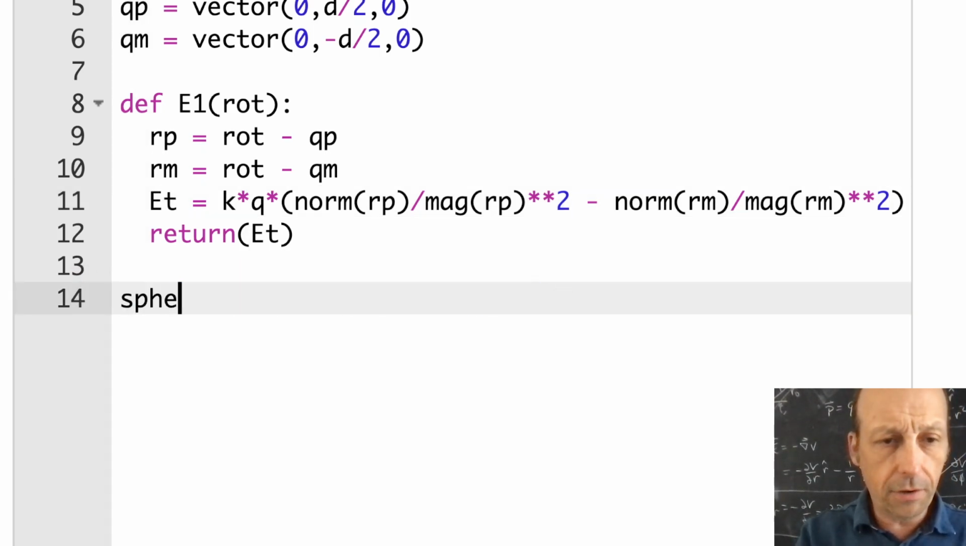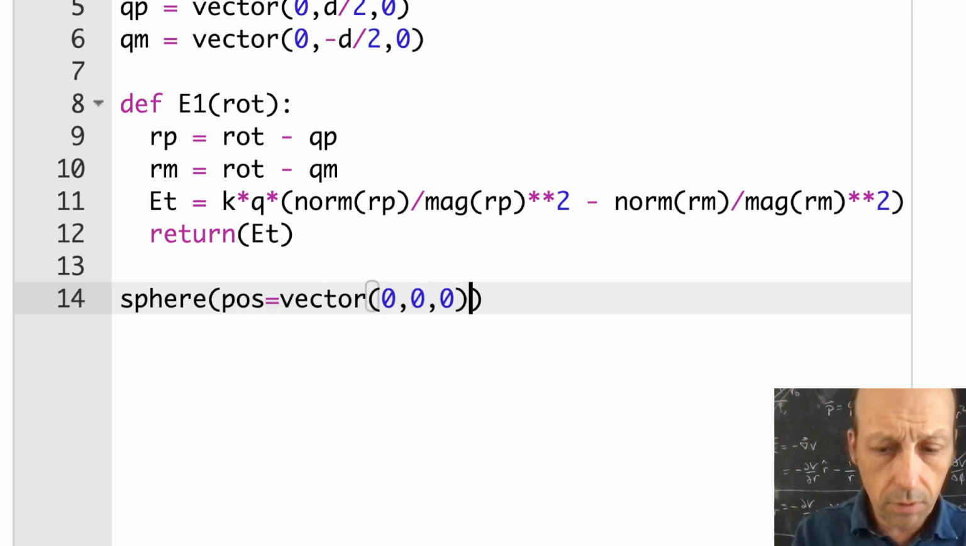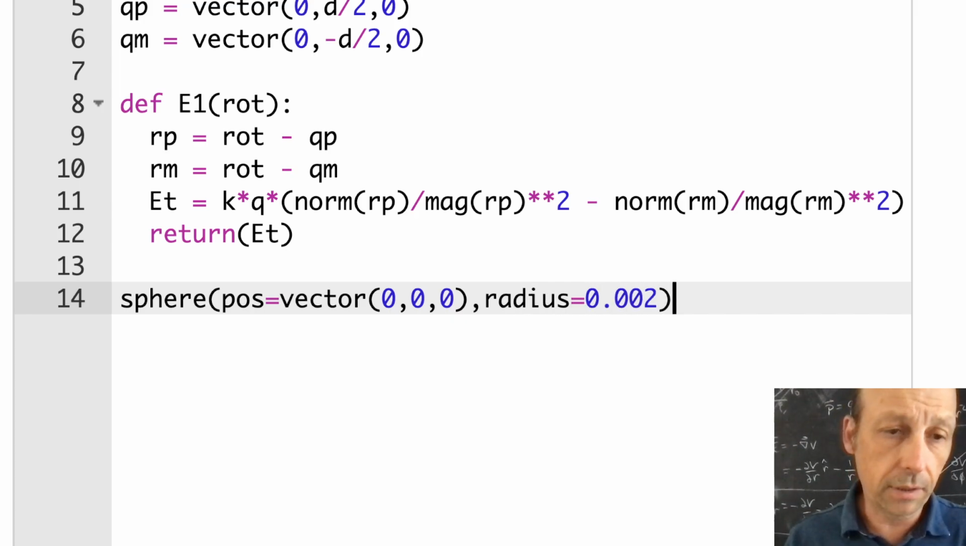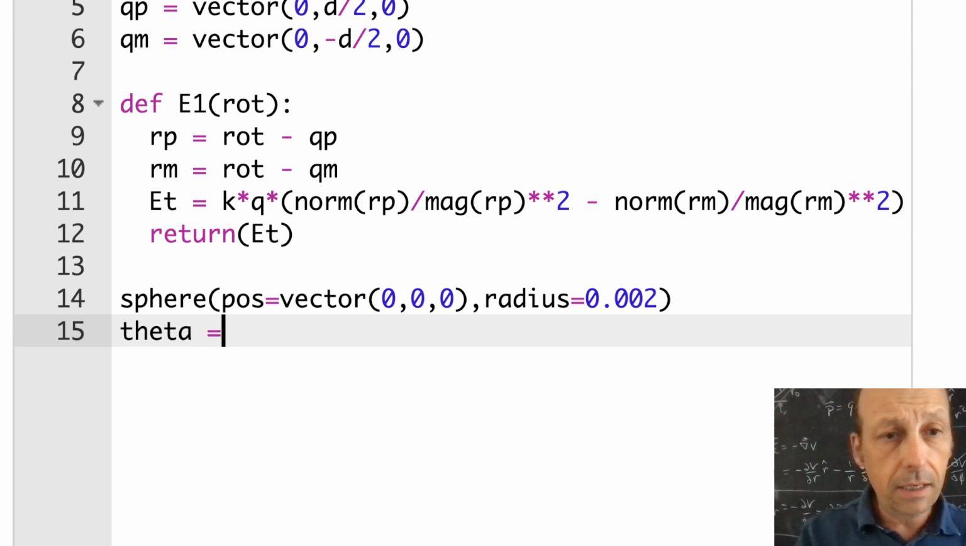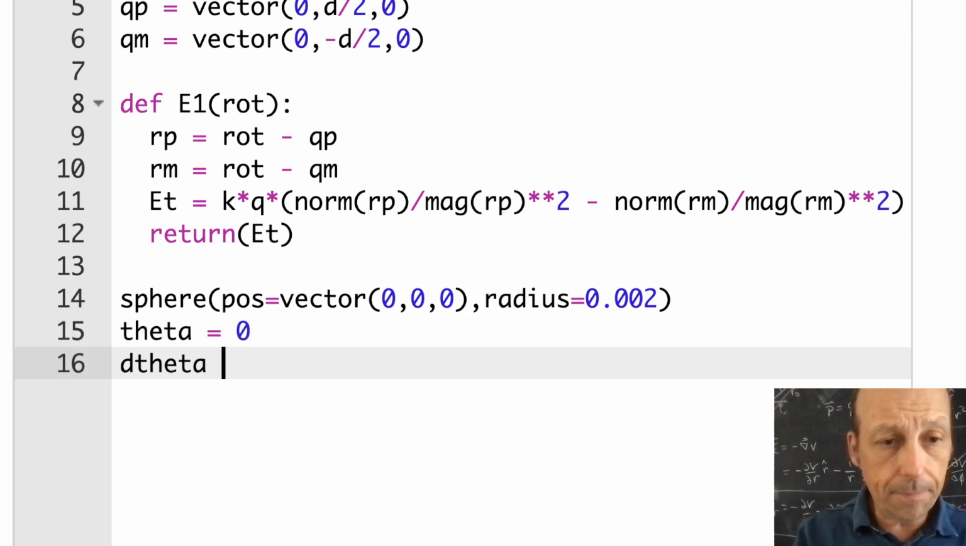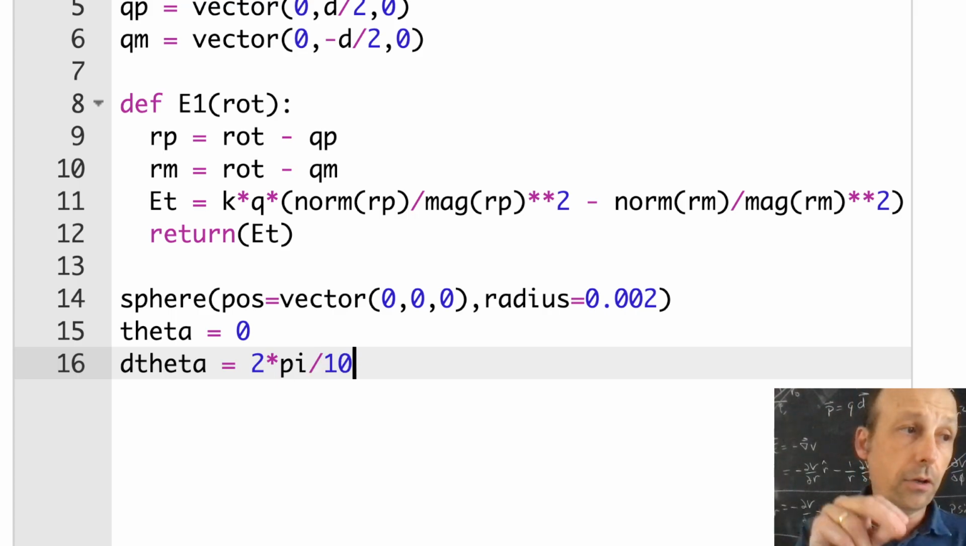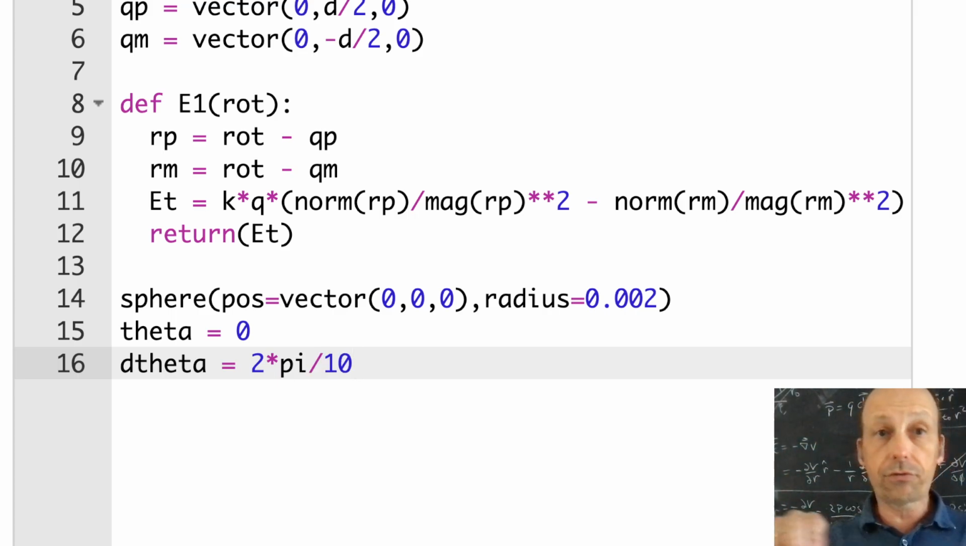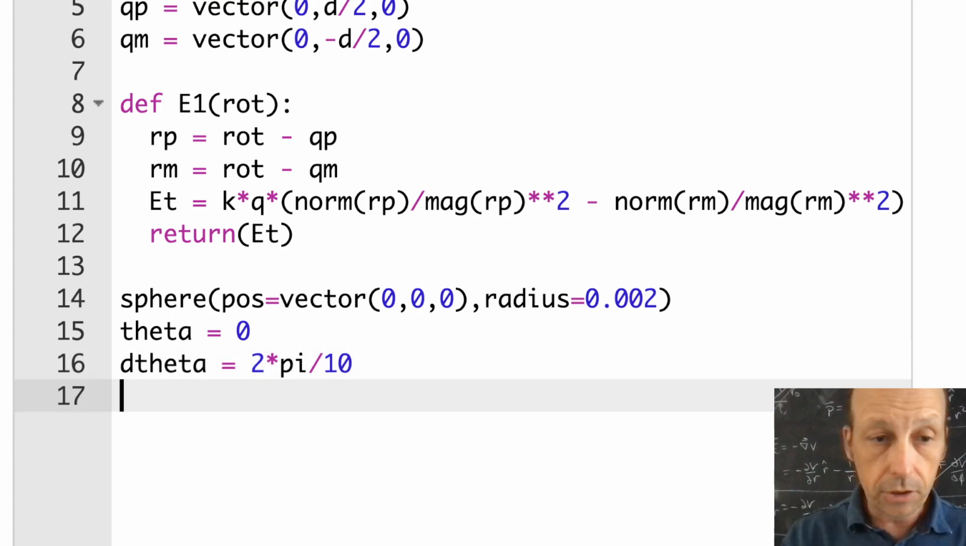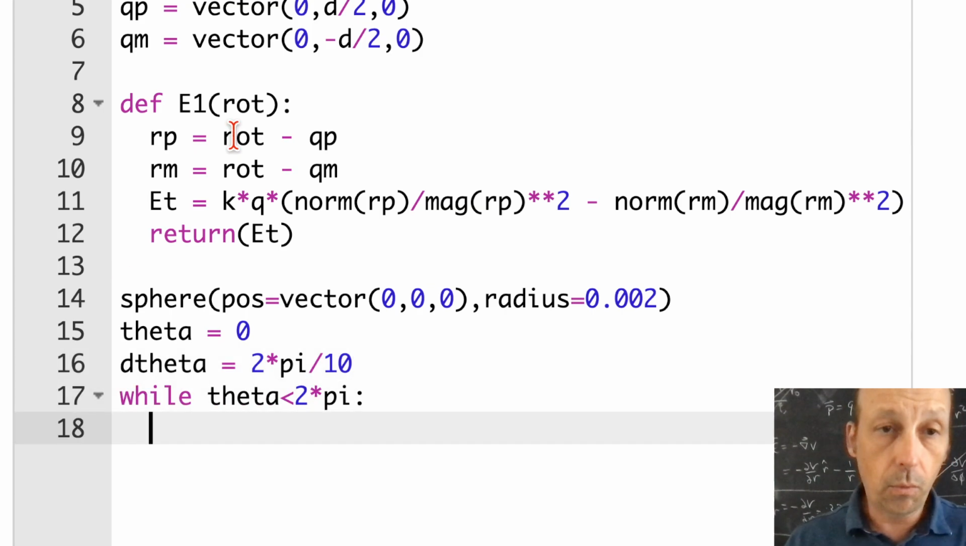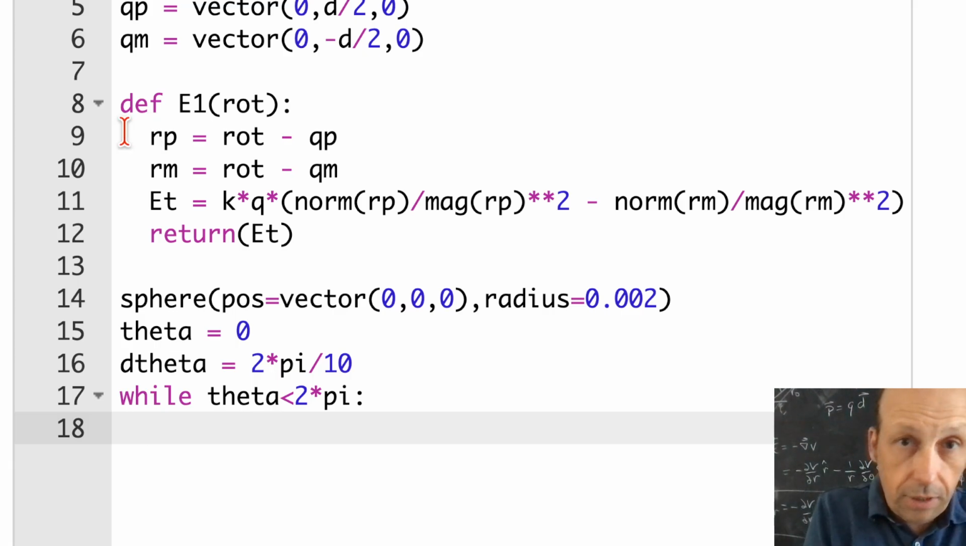So let's just put a sphere at the origin just so it looks cool. Sphere is position vector 0, 0, 0. Radius is going to be 0.002. That's fine. And now I'm going to say theta is equal to 0. D theta is equal to 2 times pi divided by 10. So what I want to do is to move around in a circle and plot the electric field. So while theta is less than 2 times pi, I'm going to have an observation location and move it around.